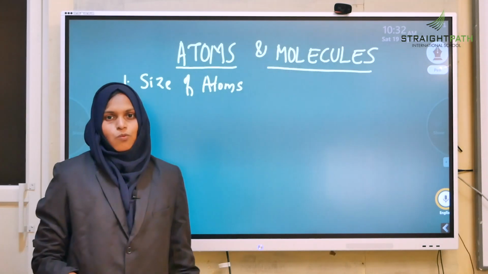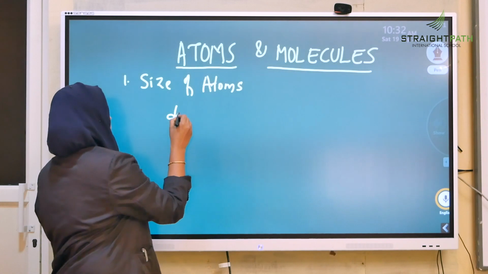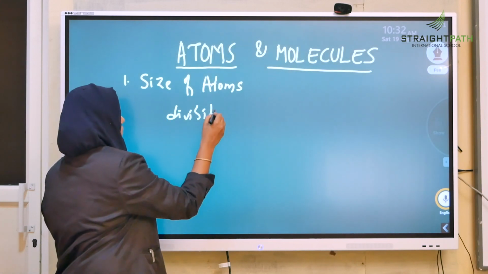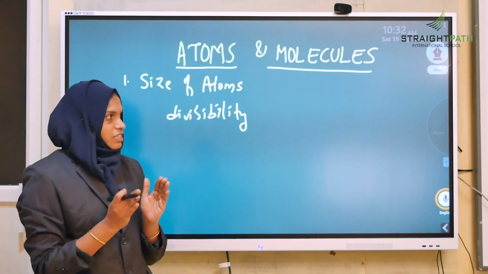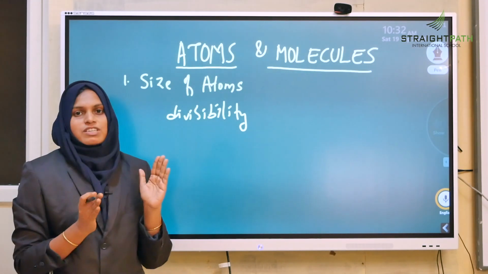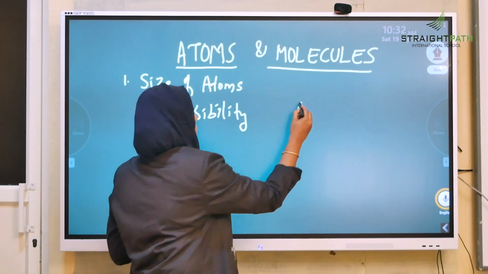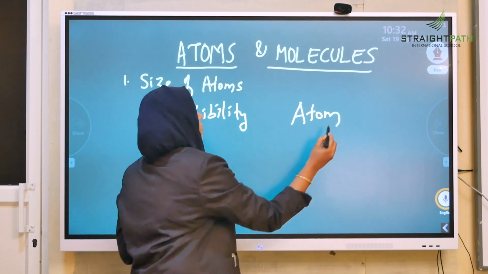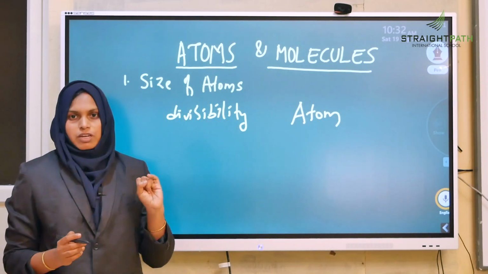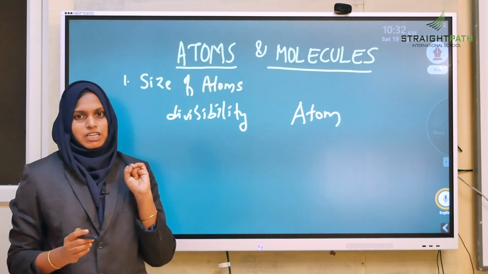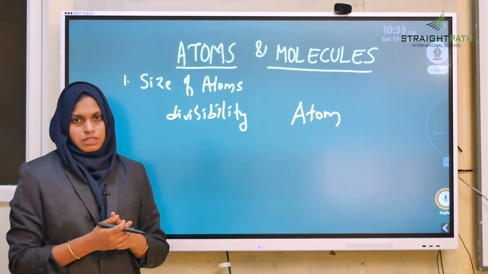Different scientists worked on the divisibility of matter. And they all found that the indivisible particle of matter is called an atom. It is the smallest particle of matter and it is not divisible.